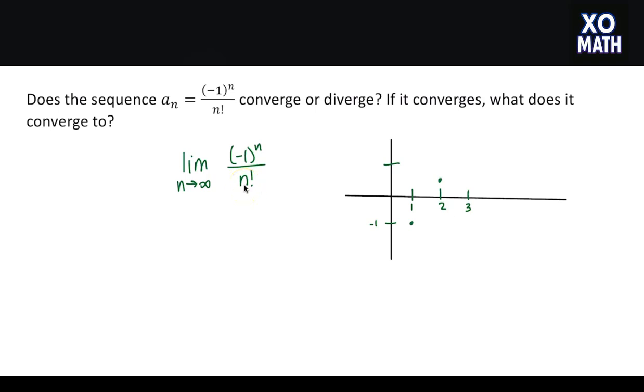But 3 factorial is 6. So I'm going to have negative 1/6. So I'm getting pretty close. And then at 4, it's going to be a positive number, because negative 1 to an even power is positive. 4 factorial is 24. So we can see that we are getting closer and closer to 0, but each of the terms is just alternating in sign. But as n approaches infinity, I am getting closer and closer to 0, which is a real number. So this sequence converges to 0.